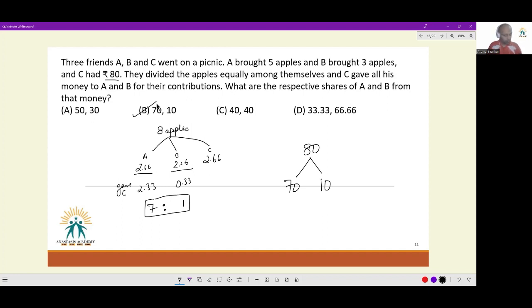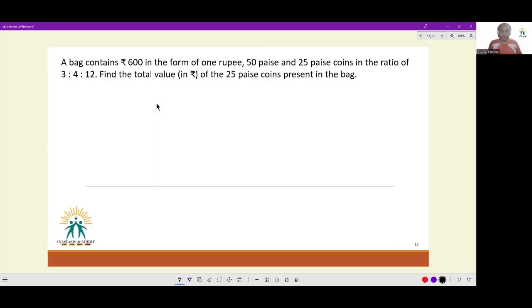This is one of the more common error-prone questions when people think A brought 5, B brought 3, so they should get 50 and 30. Remember, the ratio of the apples that they brought is not the ratio in which they have given to C. This amount of money that they're getting is in compensation of the number of apples that they have given to C. A has given much more than B to C, and therefore A should be entitled to a much bigger share than B. Okay. Next question now.